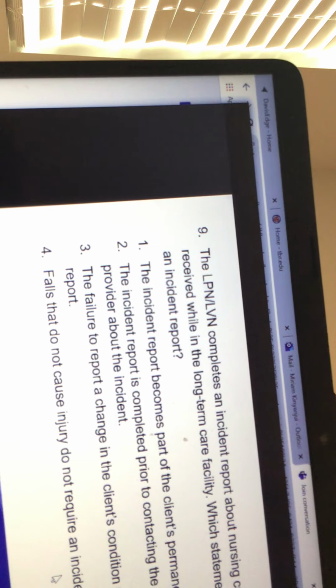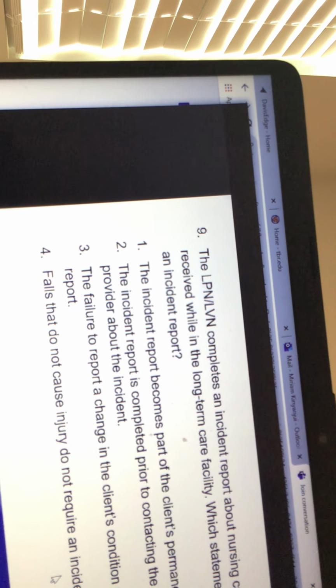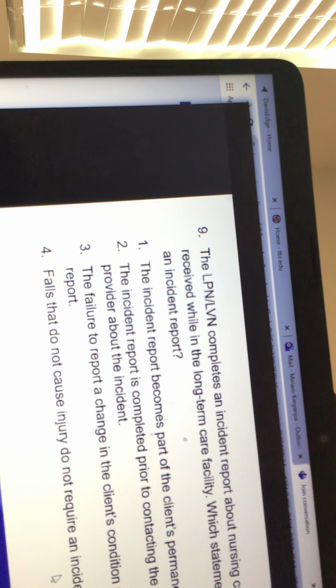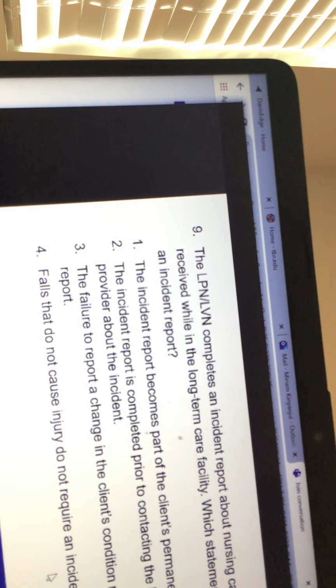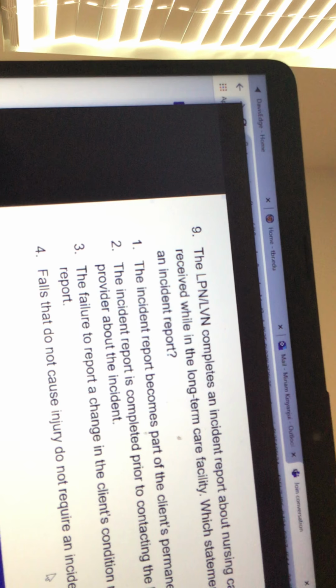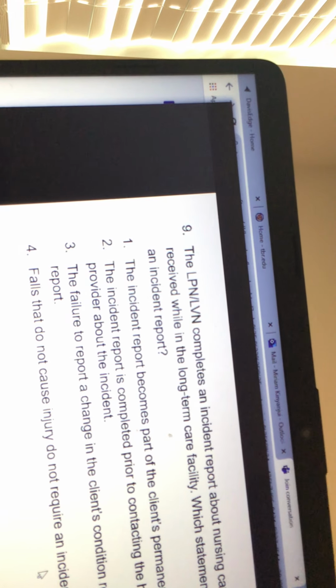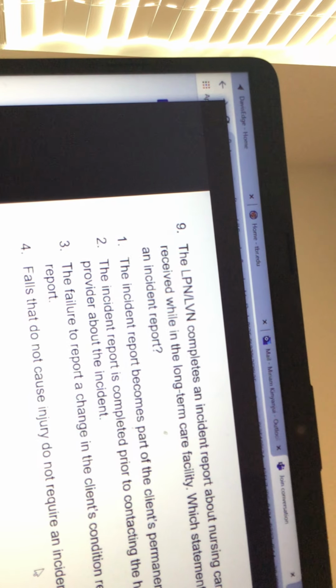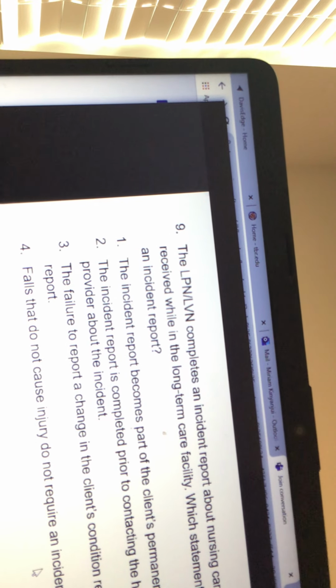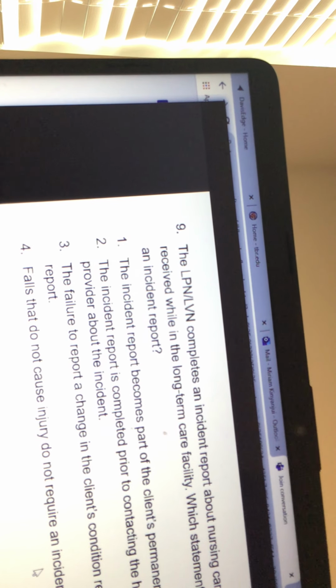All right, the first one, is this true about an incident report? The incident report becomes part of the client's permanent medical record. Keep it or get rid of it. False. So we get rid of it. We only want true. Okay, next.